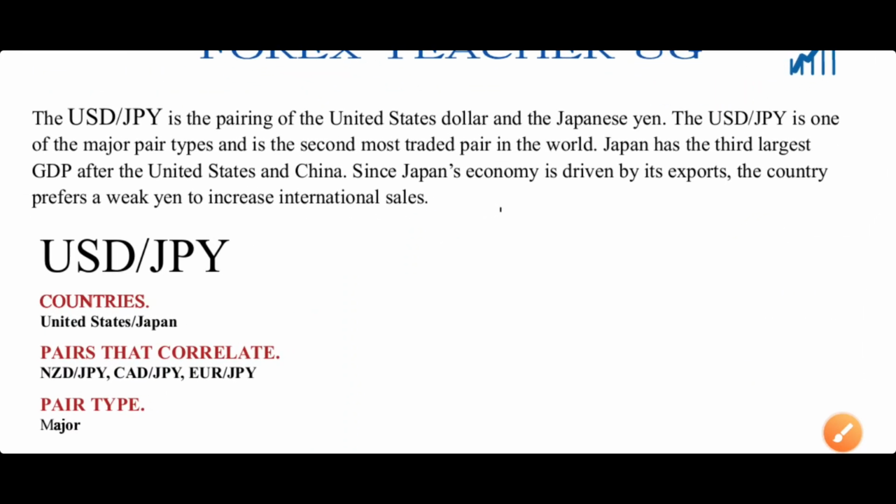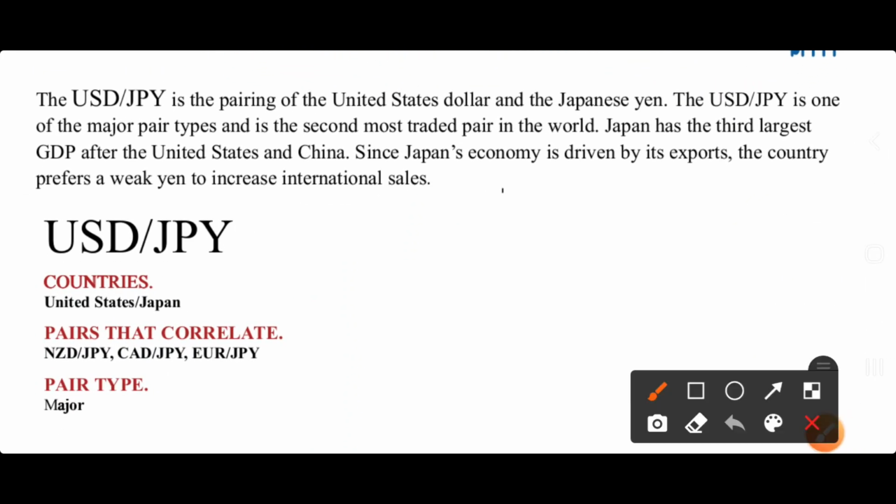So let's look at the USD and JPY, which is the pairing of the United States dollar and the Japanese yen. So the USD JPY is one of the major pair types and is the second most traded after Euro USD. Japan has the third largest GDP, gross domestic product, after the United States and China. Since Japan's economy is driven by its exports, the country prefers a weak yen to increase international sales. So it's also a good currency that we shall be focusing on.